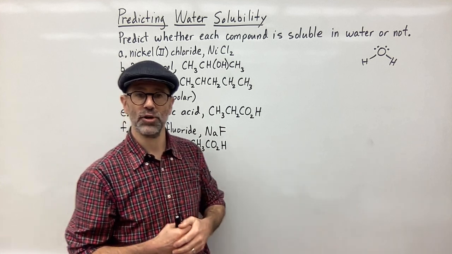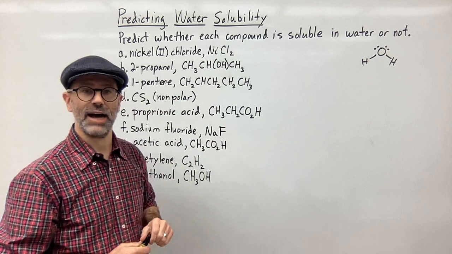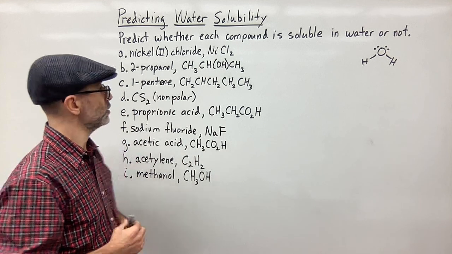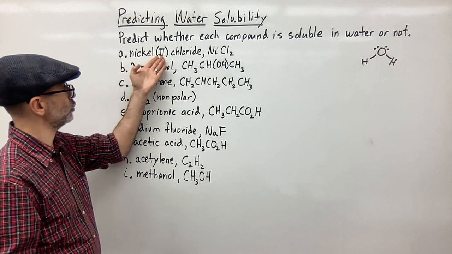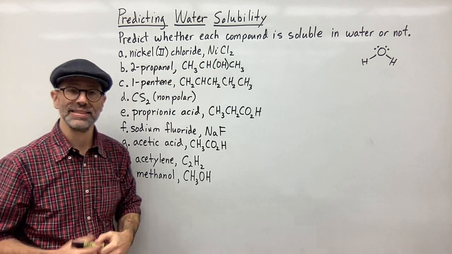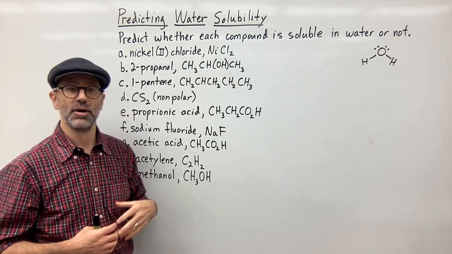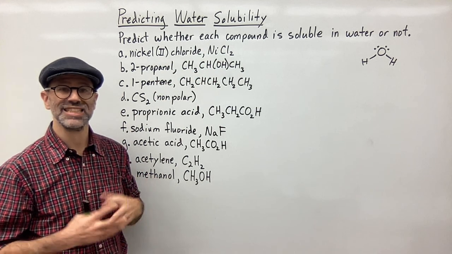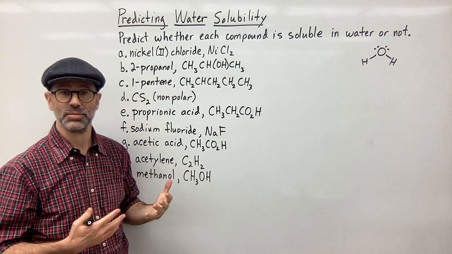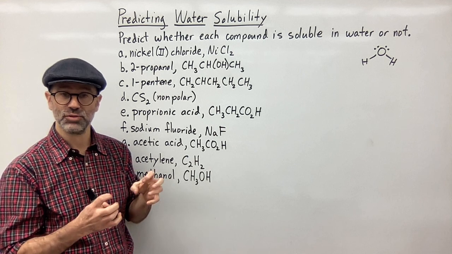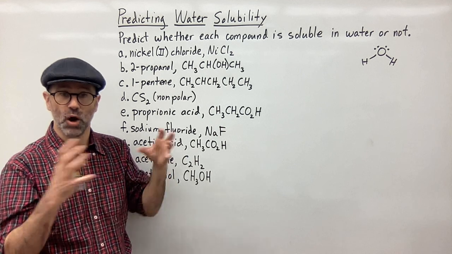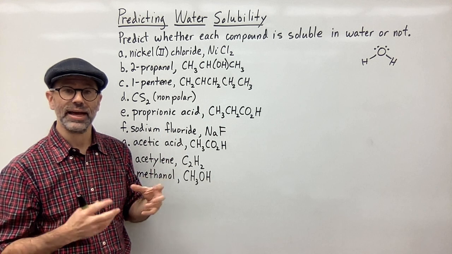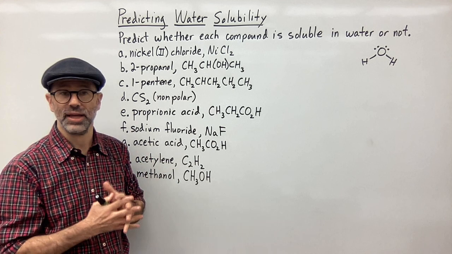So let's go over the samples that we have and determine whether each is more likely to dissolve in water or not. For number one, we have nickel(II) chloride, NiCl2. That is an ionic substance that is made up of positive ions and negative ions. And so in this case, we would expect the ionic substance to dissolve in water. The ions would be attracted to the water molecules. The water molecules will pull apart the different charged ions, and then they would dissolve.